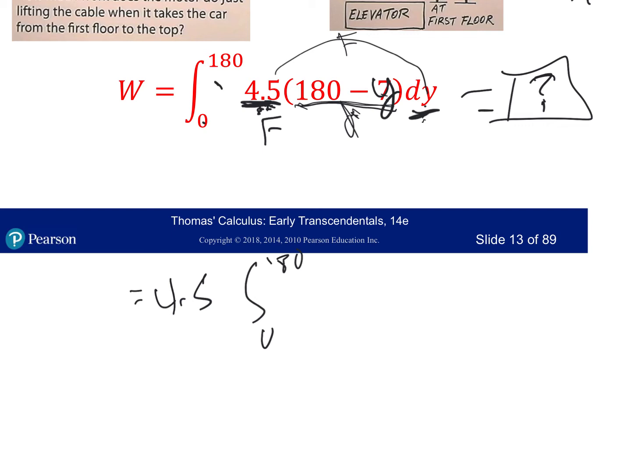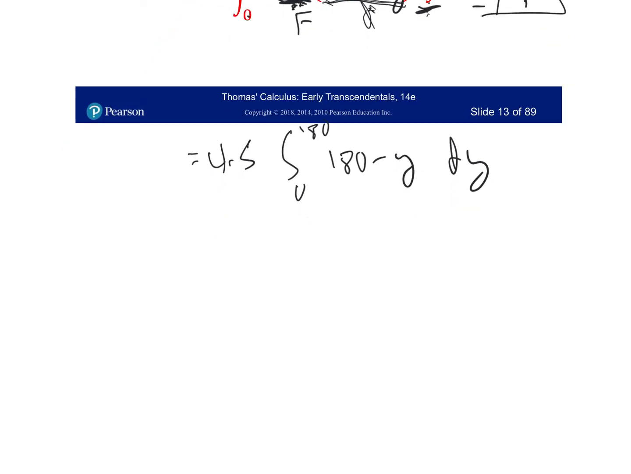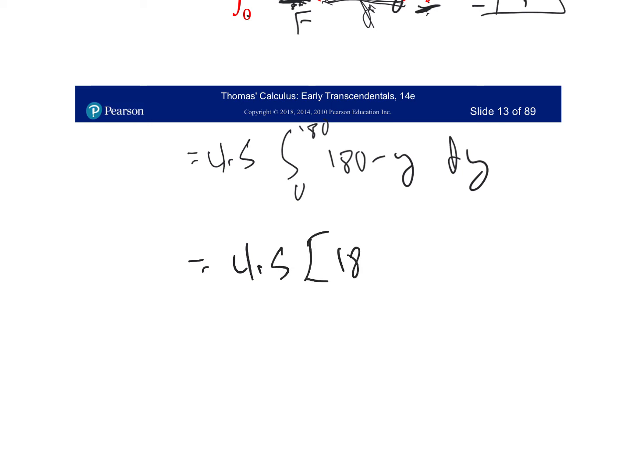Okay. So I pulled out the 4.5. I'm left with 180 minus y dy. That gives me 4.5 times 180y minus y squared over 2, from 0 to 180.